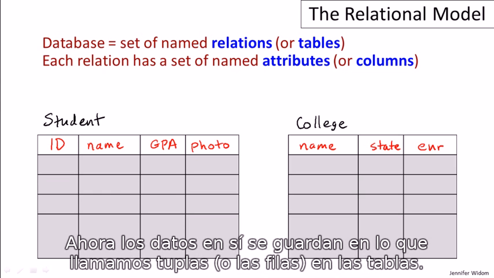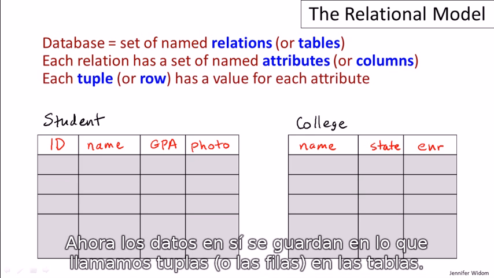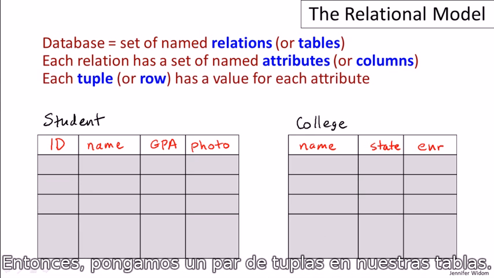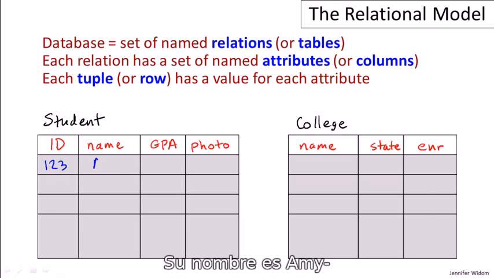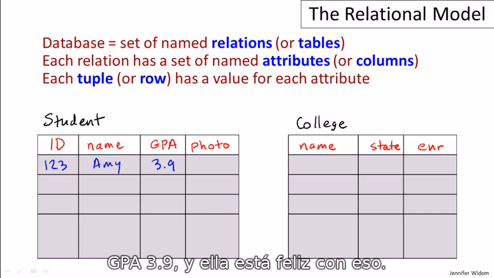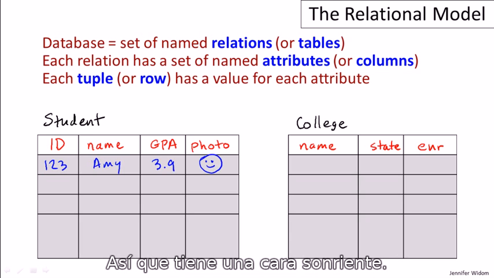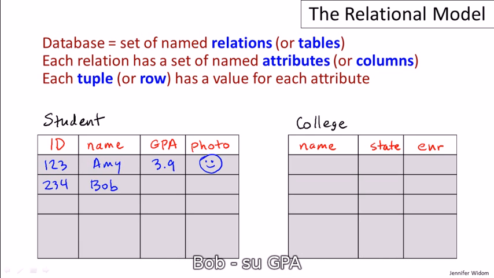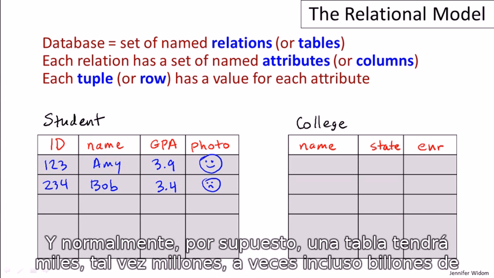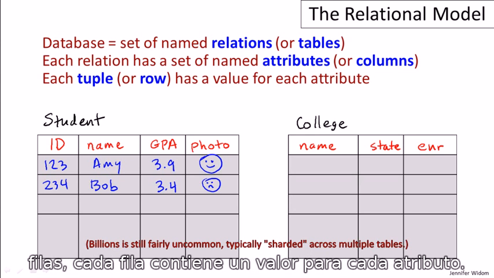Now, the actual data itself is stored in what are called the tuples, or the rows, in the tables. So let's put a couple of data tuples in our tables. So let's start with the students, and let's say that our first student has ID 123, name is Amy, GPA 3.9, and she's happy with that, so she has a smiley photo. And our second student is 234, it's Bob. His GPA is 3.4. He's not quite as happy. And typically, of course, a table will have thousands, maybe millions, even sometimes billions of rows, each row containing a value for each attribute.